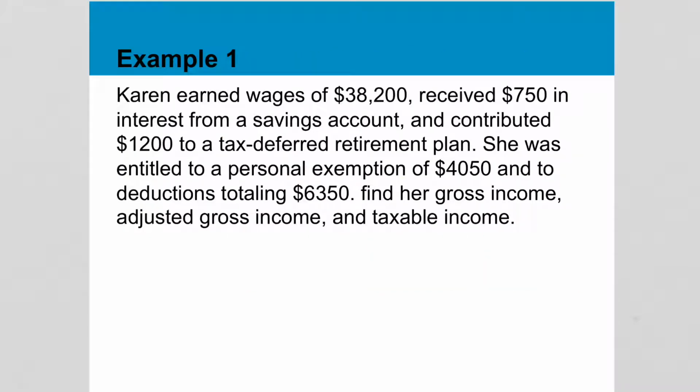Example 1 says, Karen earned wages of $38,200, received $750 in interest from a savings account, and contributed $1,200 to a tax-deferred retirement plan. She was entitled to a personal exemption of $4,050 and deductions totaling $6,350. Find her gross income, adjusted gross income, and taxable income.